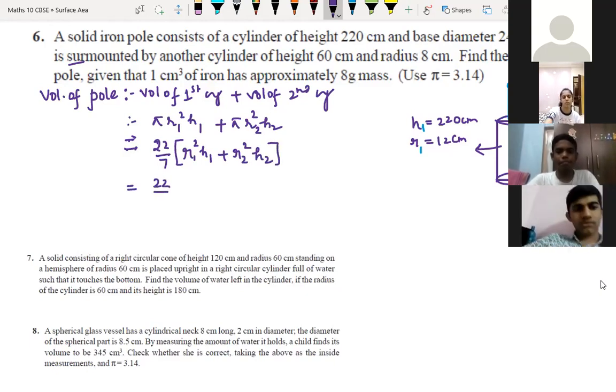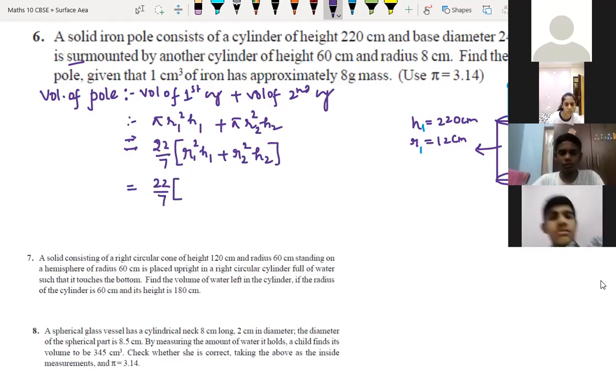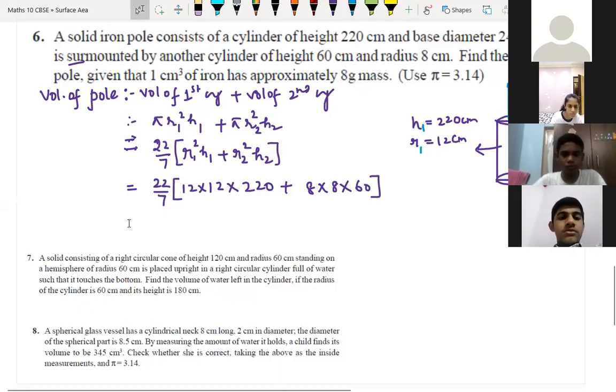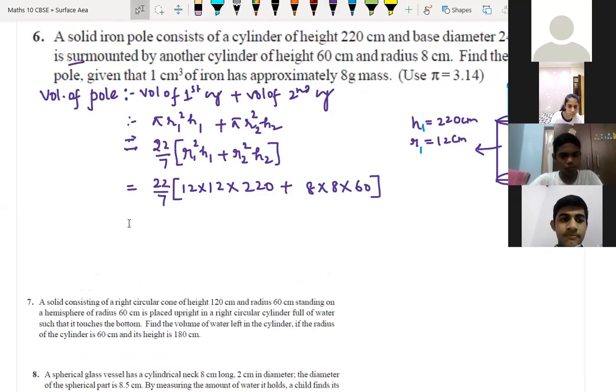So 22 by 7, r1 square. r1 is 12, so 12 into 12 into h1, that is 220, plus 8 into 8 into 60. This is a very big question, so much multiplication is there, right children? So 12 into 12 is 144. Then 144 into 22, what will come? You get 3168, followed by 0.